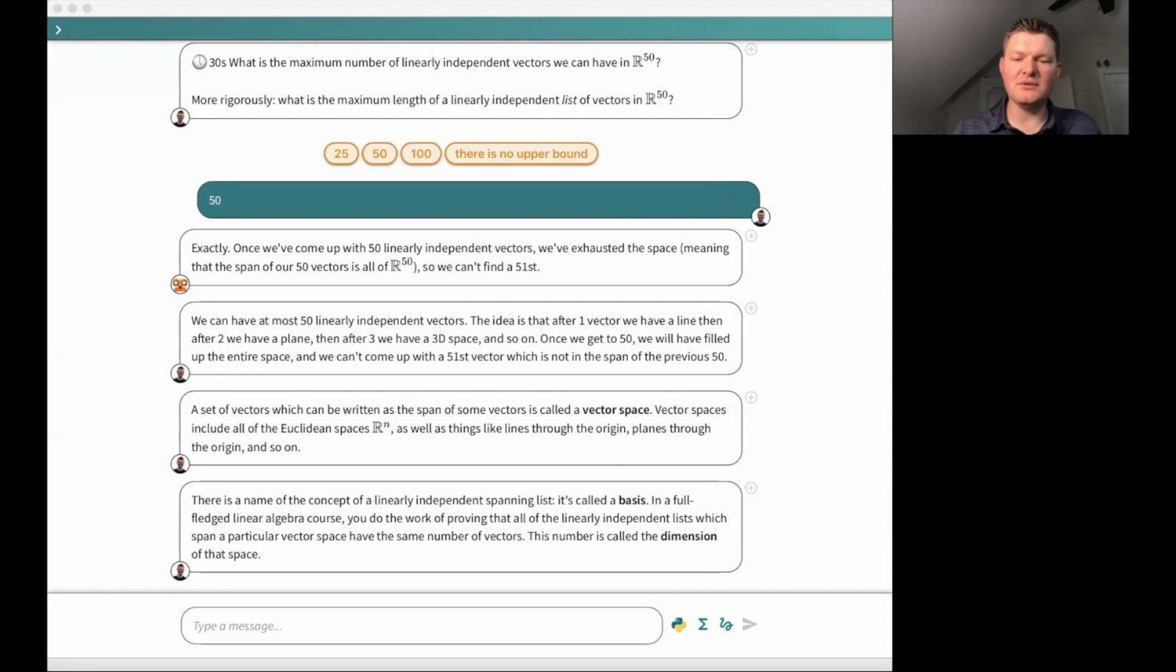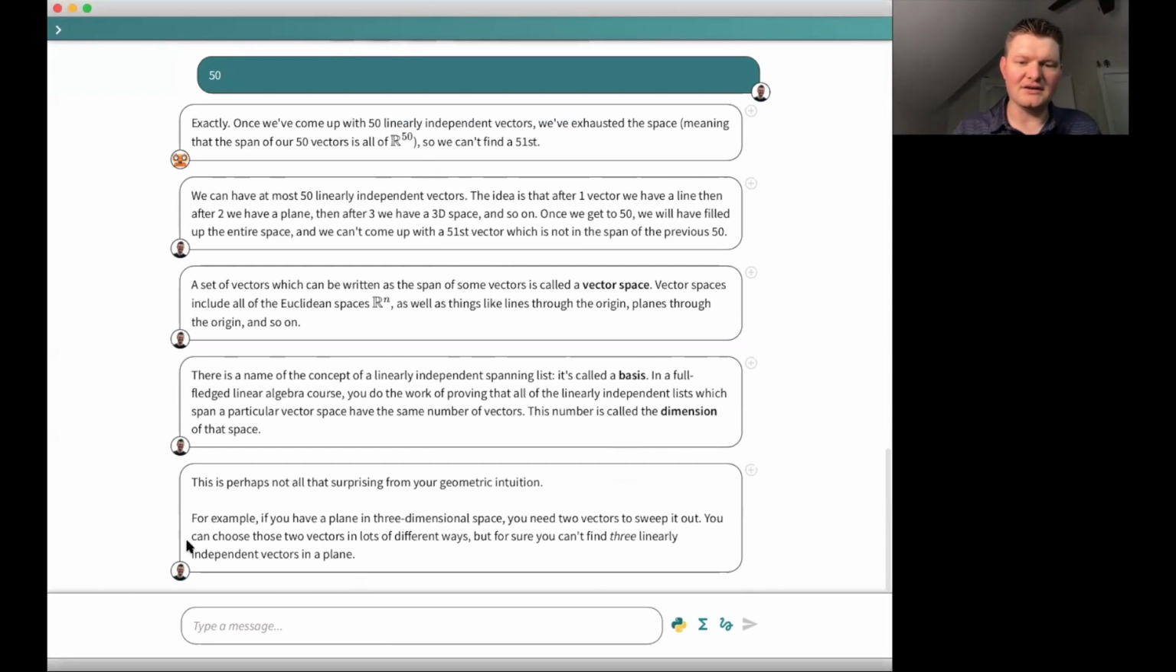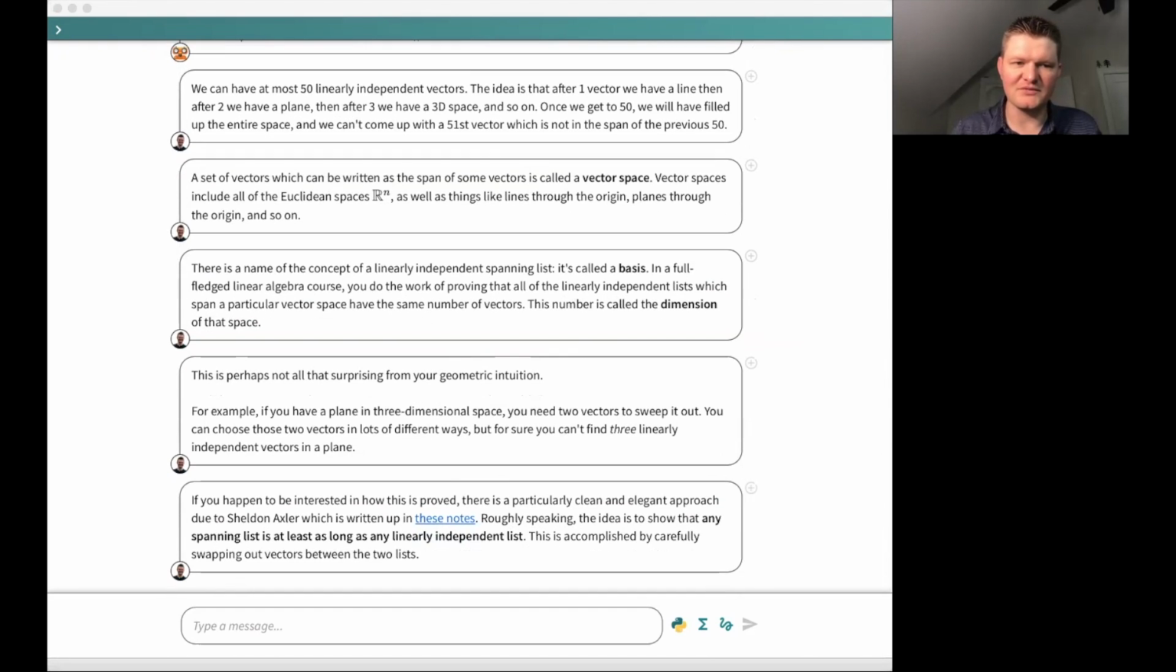And I'll just give you a link and a very short description rather than going through this proof, because I'm not sure it's worth class time, but just to point in that direction. The geometric intuition here is very suggestive. If you have, as I said, a plane in three-dimensional space, you need exactly 2 vectors to sweep it out. One's not enough, 3 is too many. And you can make that intuition rigorous using linear algebra ideas, building it up from the fundamental concepts of linear algebra.